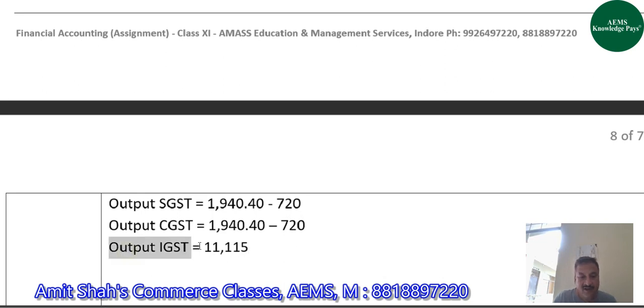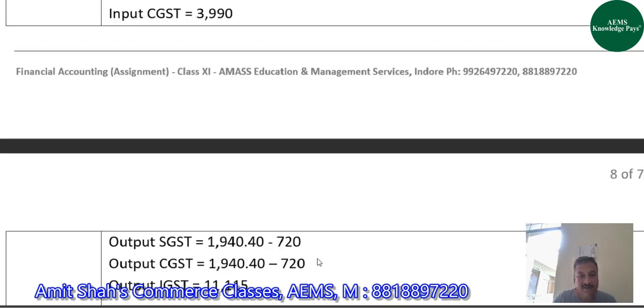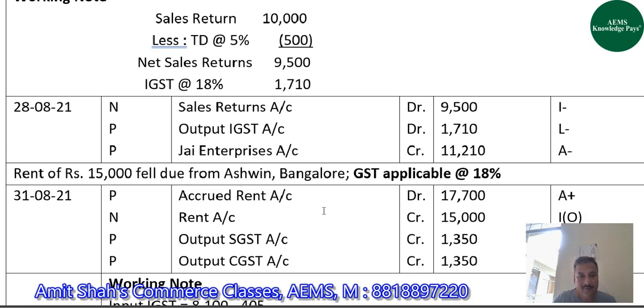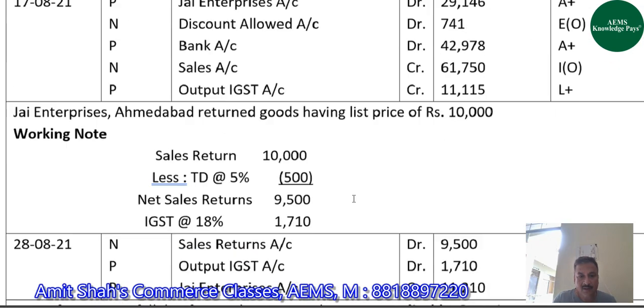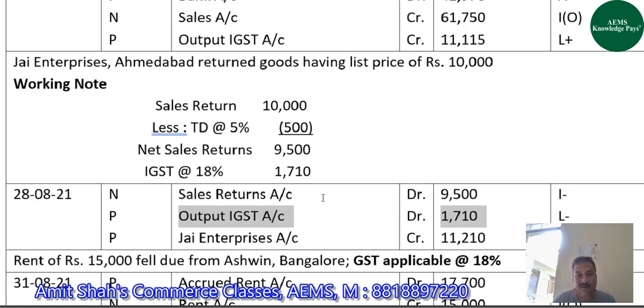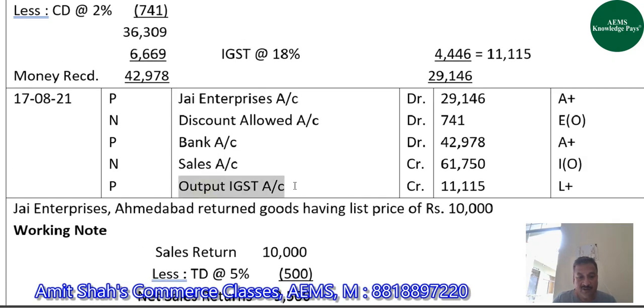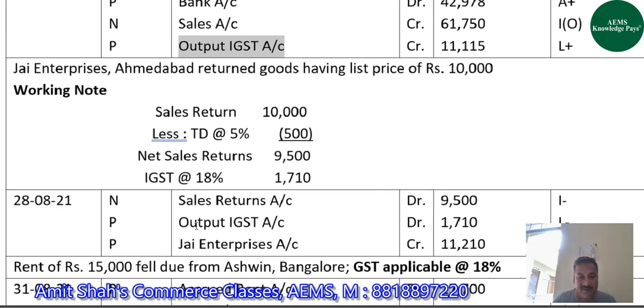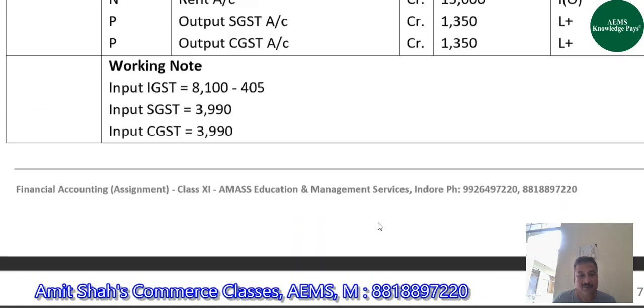So this I have written here, output IGST has 11,115. Then output IGST is getting debited. Why? Because there is a sales return of 1710. When it was earlier created, now it is being debited with 1710. So from 11,115, we will subtract 1710.